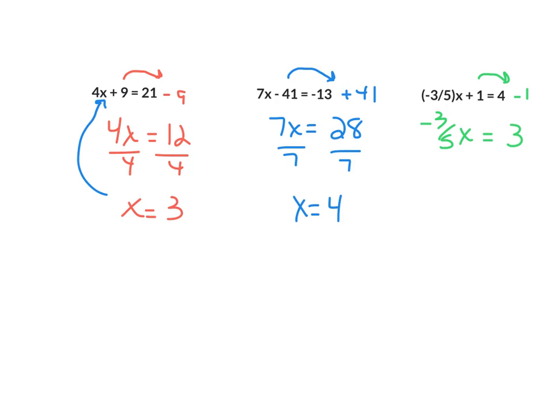Now, when you have a fraction and you want to get rid of that fraction, you can divide. Think about this. You can divide both sides like we've been doing. But when you divide by a fraction, think about what you really do. When you divide by a fraction, you really multiply by the reciprocal. So I'm going to multiply that 3 by the reciprocal of negative 3/5, which is negative 5/3. When I multiply those, the 3's cancel, and that leaves me a negative 5, which is your solution.